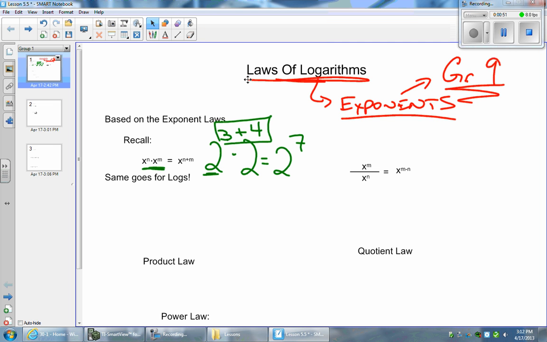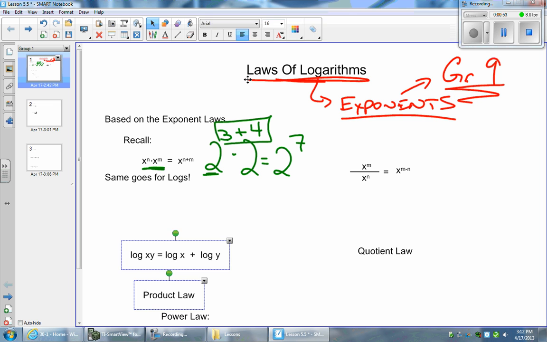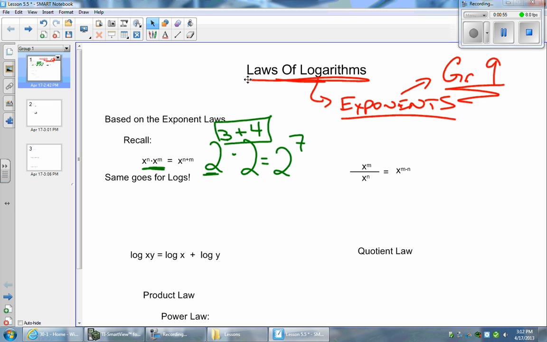Let's look at the product law, which I just happen to have right here. The product law works very, very easy. Check this out. If you are multiplying something in between here, it's exactly like this. You are multiplying bases, so in this case, you're multiplying the exponents, which means you just add them. So this changes to log x plus log y. Very, very simple. Absolutely simple.